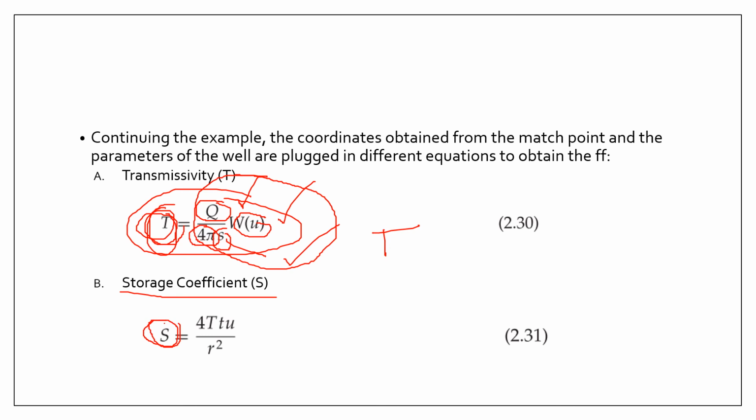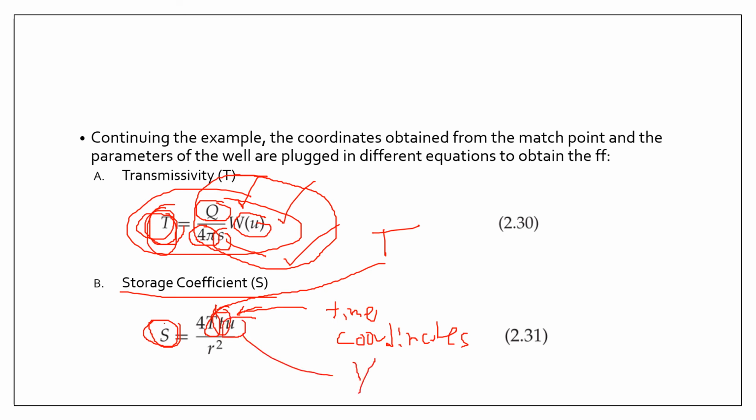The next step is to get the storage coefficient, big S. All you have to do is plug in your transmissivity from the previous solution. Plug in time from the time coordinate, which is 21 minutes. You also get u from 1 over u, so you just invert 1 over u to get u, and then multiply it by r squared. Basically, that's how the Thiess equation works.